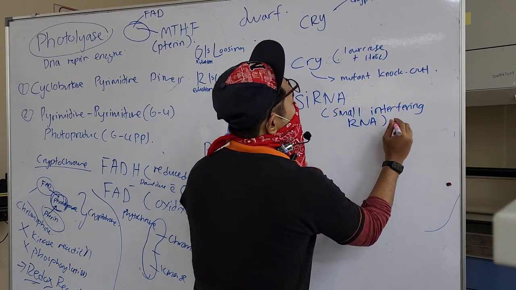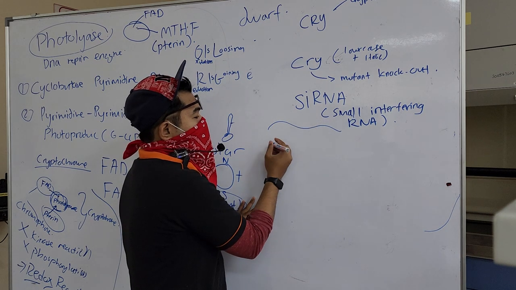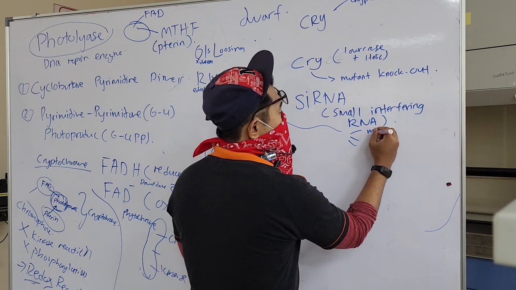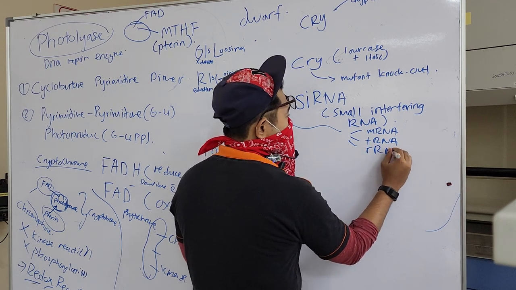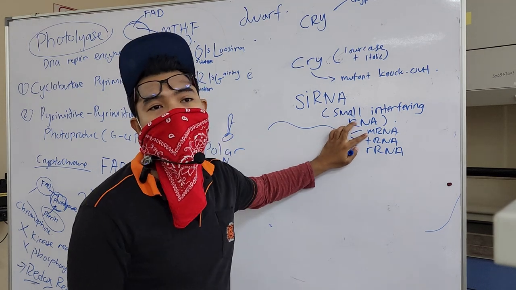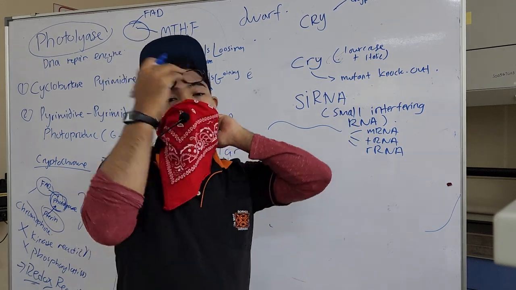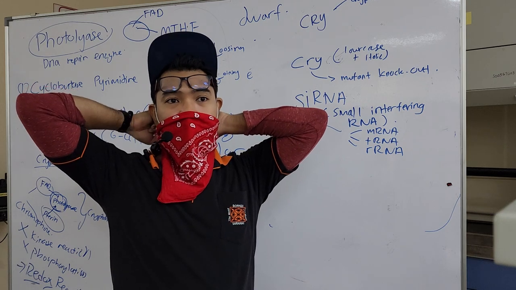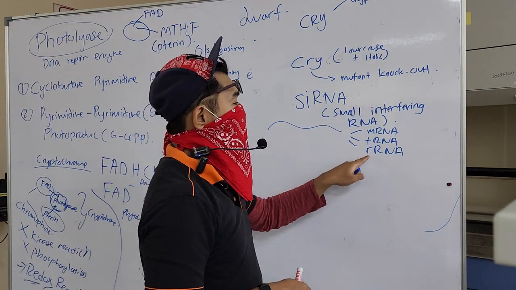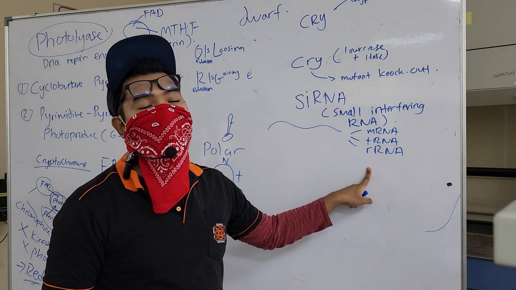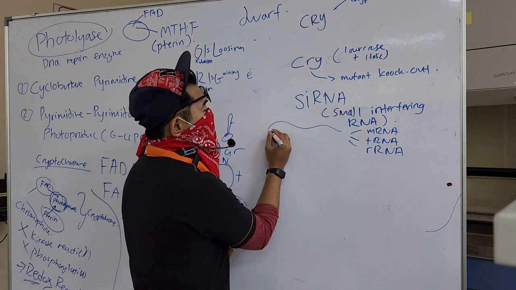RNA. You see, RNA is single-stranded, right? Single-stranded. So RNA, there are many types. There are mRNA, tRNA, rRNA. So mRNA is the RNA responsible to copy your gene. Okay? tRNA is the transfer RNA. It's important during the protein formation to transfer the amino acid and so on, so that you get the string of protein, amino acid. rRNA is the ribosomal RNA. RNA that comes from the ribosome. Okay? So small interfering RNA is just a short random RNA.